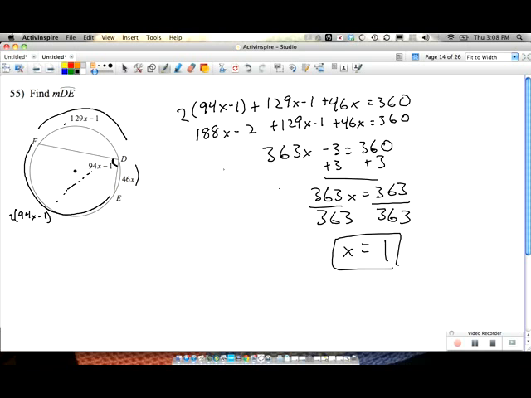So they want us to find DE, this arc. Well, that's a piece of cake. That's the simplest one to plug in. So we do 46 times x, which is just 1. That's 46 degrees. So the measure of arc DE is 46 degrees. Next.